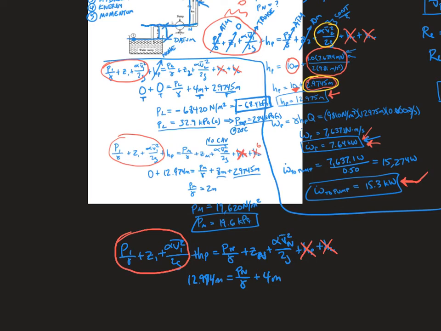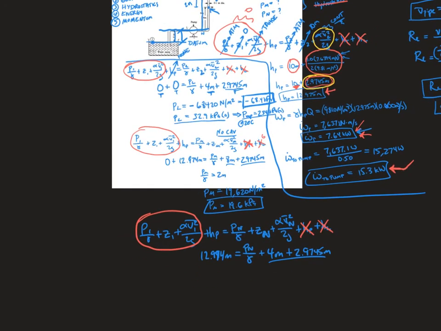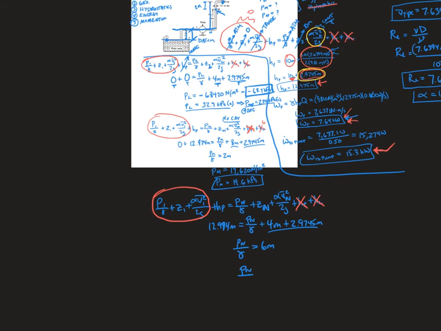Okay, same velocity head, which is 2.9745 meters. Okay, so again, this side's going to be 6 point. So if we subtract these, the Pn on gamma equals 6 meters. Okay, again, we're 6 meters from the top and there's no pump or anything like that, and the velocity head's the same. So that makes perfect sense. So Pn equals gamma times 6, which is 58,860 newtons per meter squared. So Pn is 58.9 kilopascals.